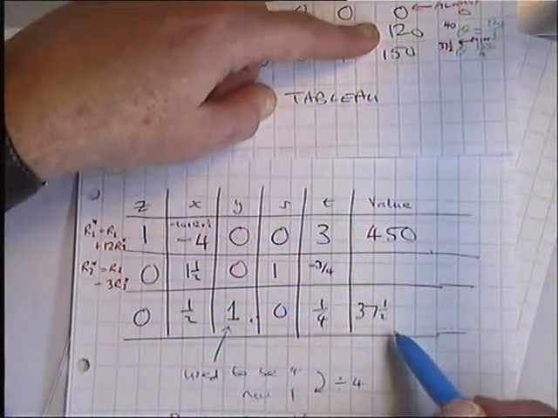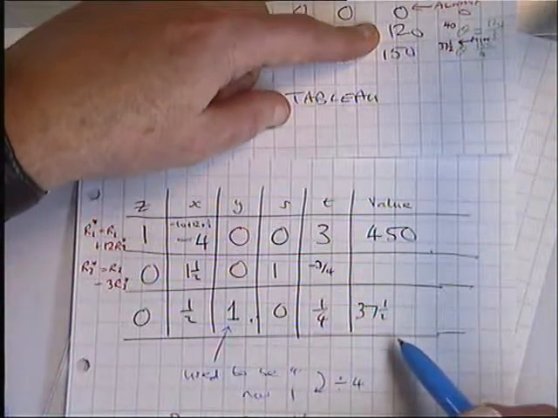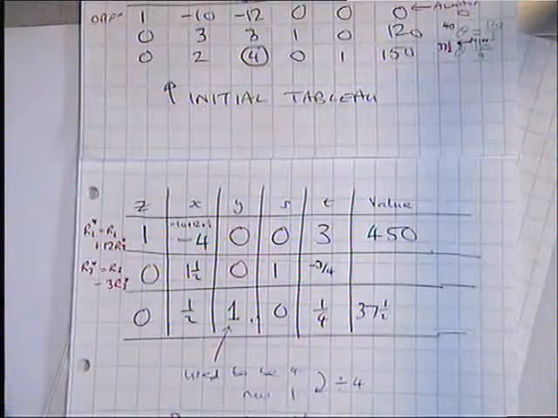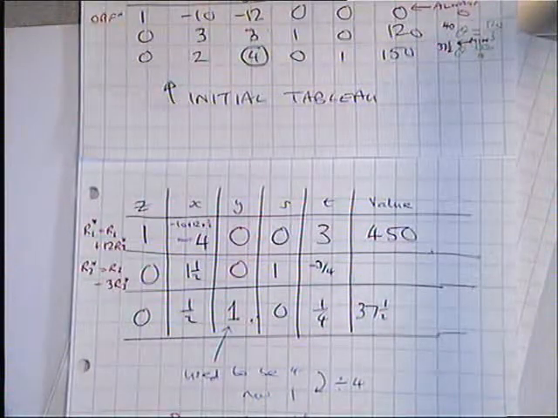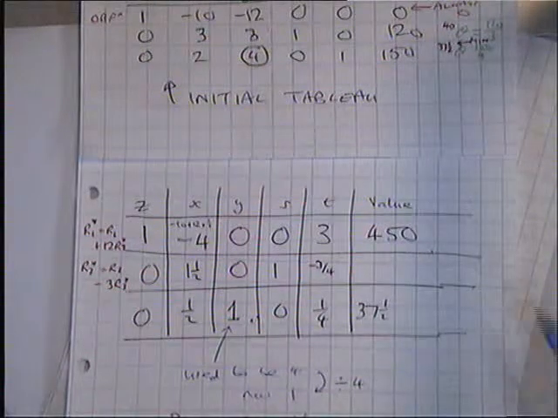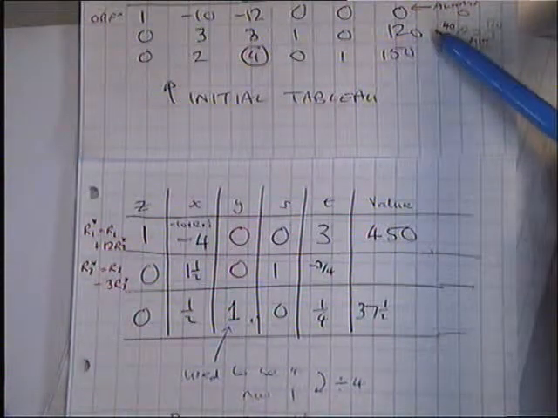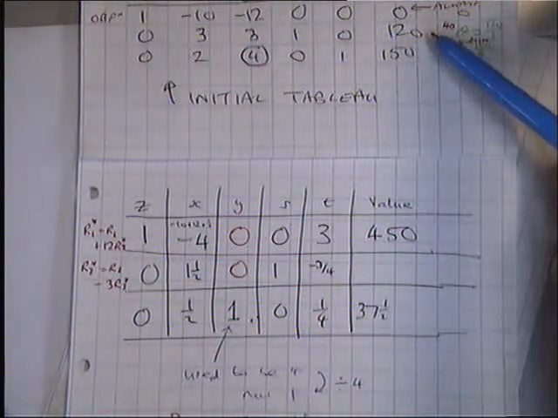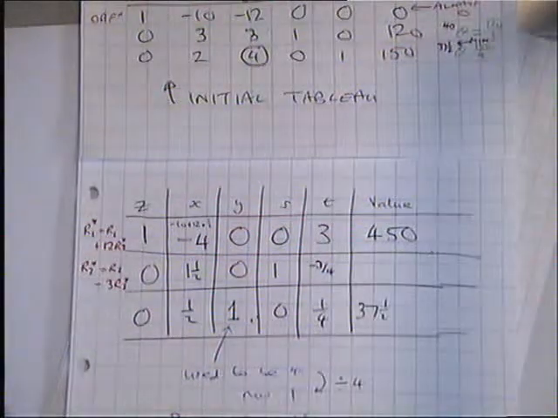120, take away 3 37 and a halves. Minus 100, what was it? 150. 120. Why are we taking away?